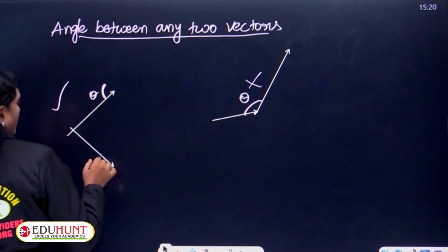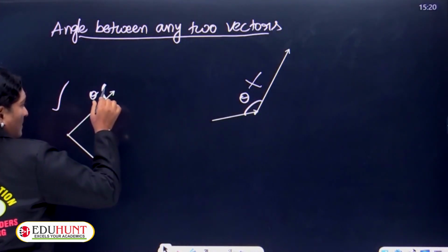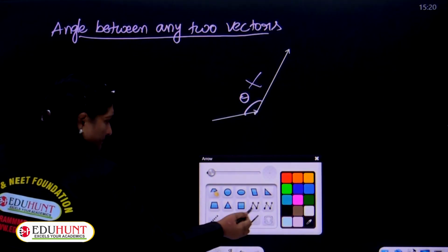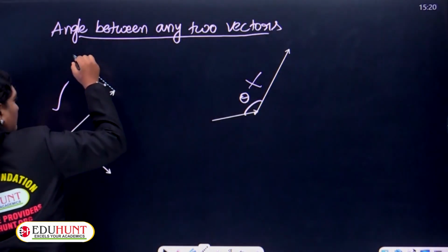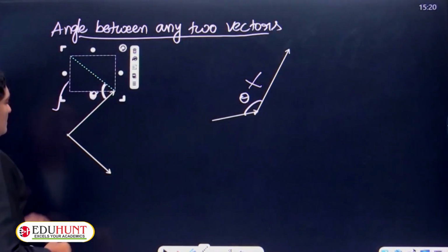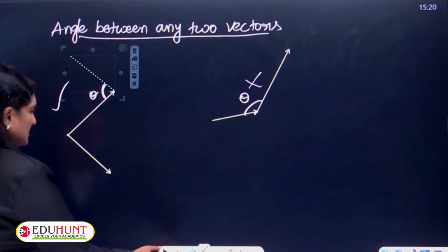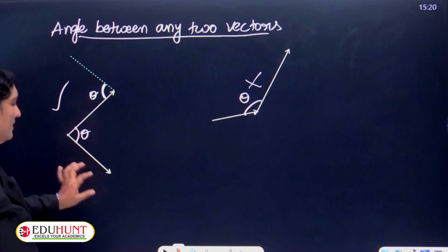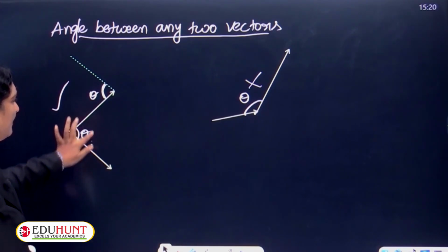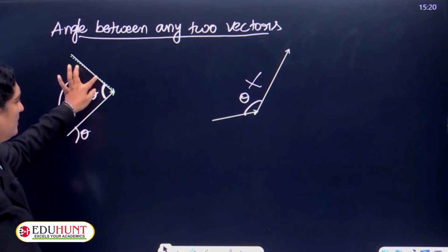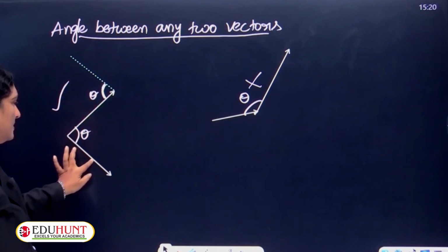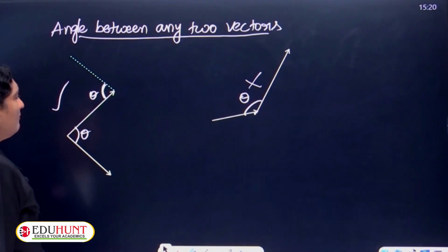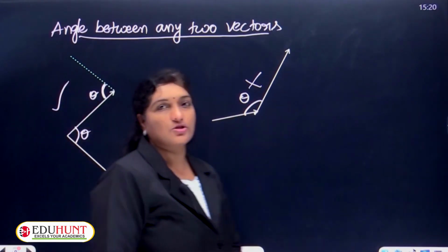If you measure this angle as something like this, whatever is the angle between them, the same angle you will get here. So, whether you join tail to tail or head to head, you will get the same result. Clear, children?